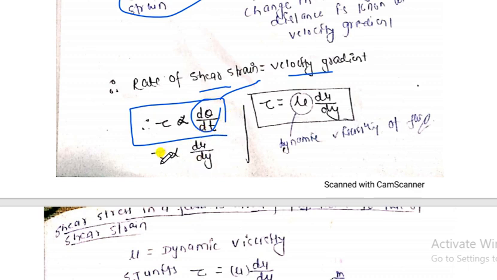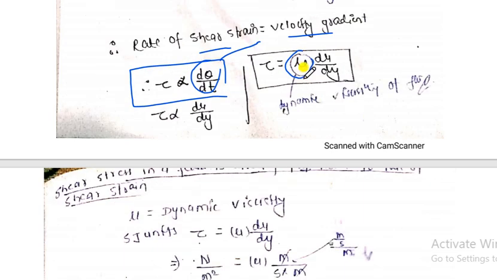So shear stress is directly proportional to du by dy. If I make it equal, I must replace the proportionality with a constant, known as mu. So tau is equal to mu into du by dy. Here mu represents the dynamic viscosity of the fluid. This is the equation given by Newton's law of viscosity.